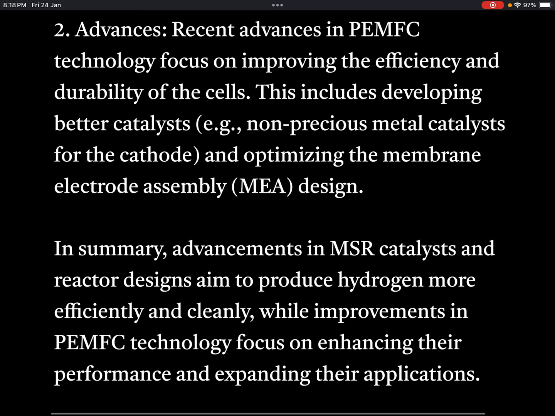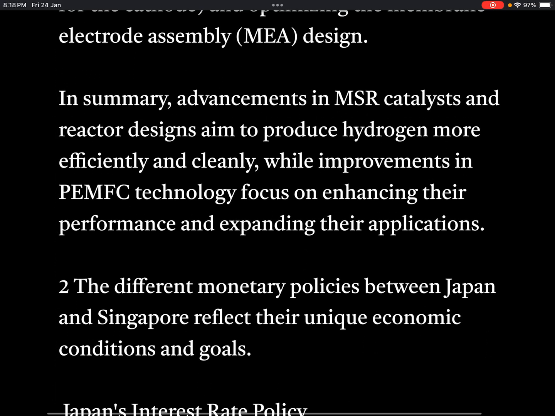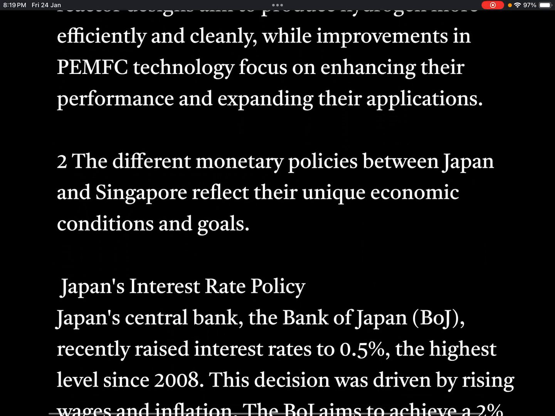In summary, advances in MSR, catalyst and reactor designs aim to produce hydrogen more efficiently and cleanly, because hydrogen is another form of power supply. Or maybe in the very near future we might see hydrogen-powered bikes, or in place of petrol pumps we will see hydrogen pumps. I'm hopeful of that. That's why I'm putting emphasis on this news.